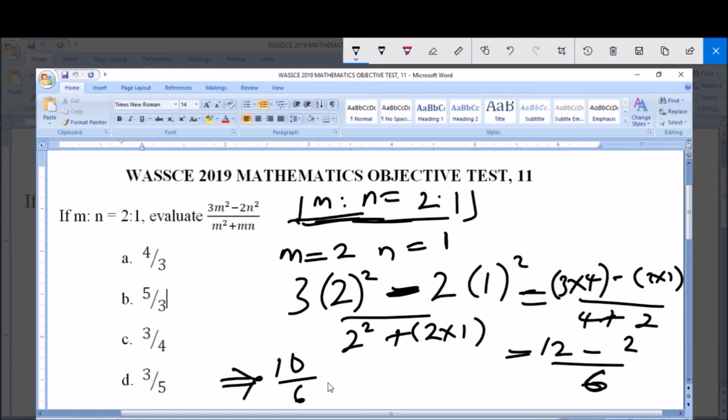Now we can actually find the common factors. Divided by a common factor, 2 divided by 2, 10 divided by 2 and 6 divided by 2. Now if you simplify, you have 5 over 3. Now 5 over 3 is the answer to this particular question. And that's the same thing as option B, 5 over 3.